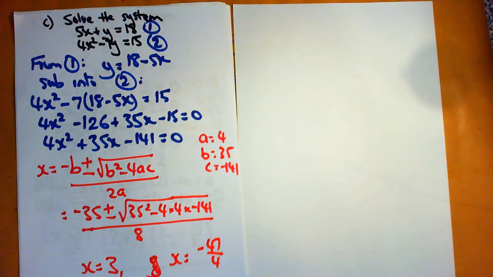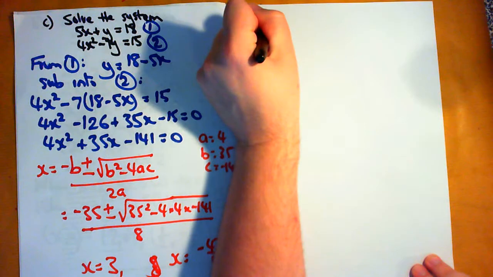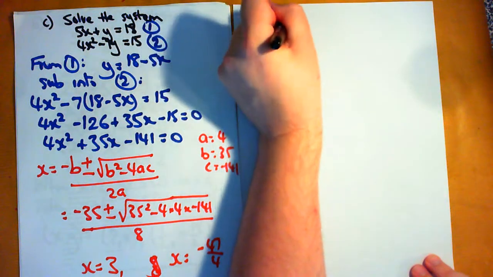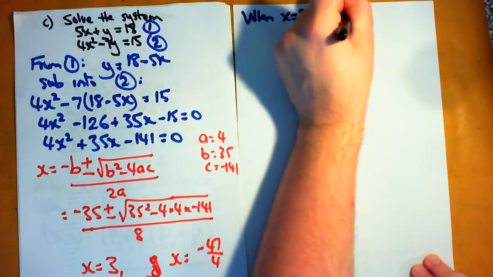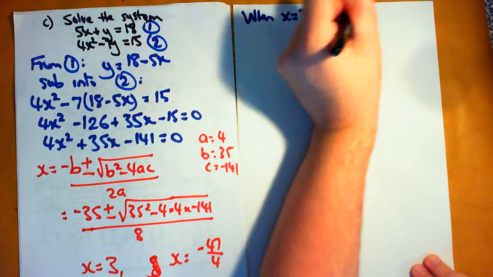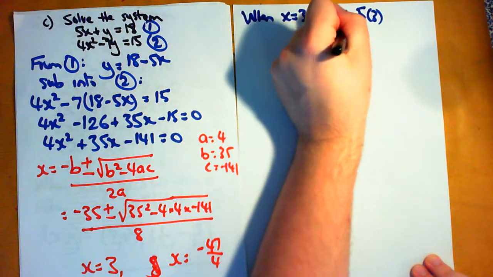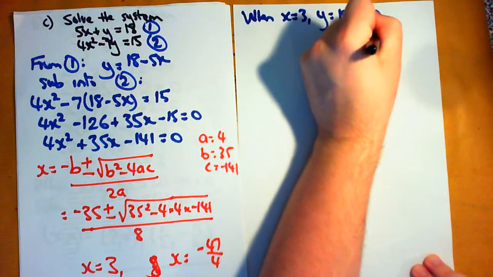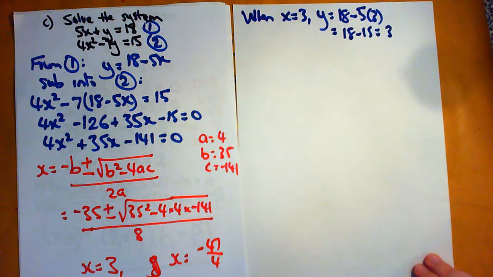We need to find out what y is, so we'll substitute those into our rearrangement for y, which was 18 minus 5x. So when x equals 3, y equals 18 minus 5 times 3. 5 times 3 is 15, so we've got 18 minus 15, which is 3. So when x is 3, y is 3.